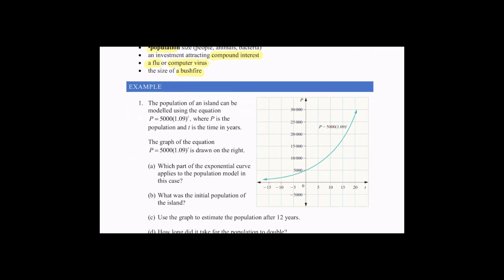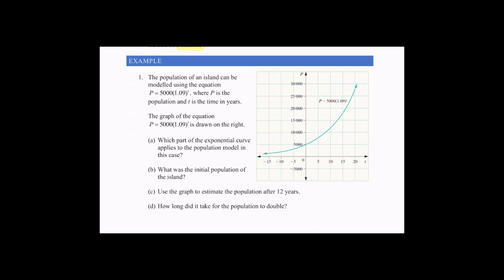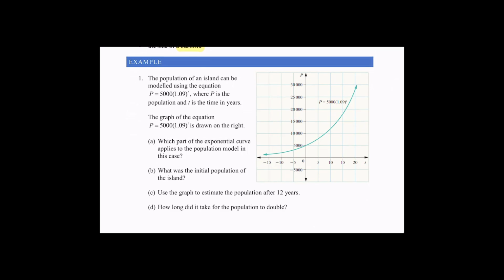So here I have a picture or an example where we're looking at an exponential function. So here I've been told that my exponential function is this graph of p equals 5001 plus 0.09 to the t. And it's modeling the population of an island where p is the population and t is the time in years. And we've drawn it here. And the first question says, which part of the exponential curve applies to this population model in this case?